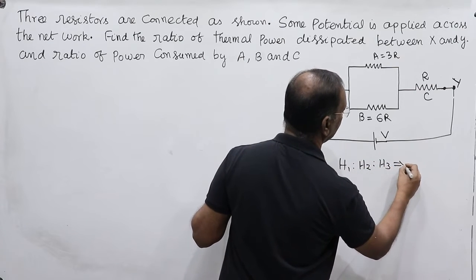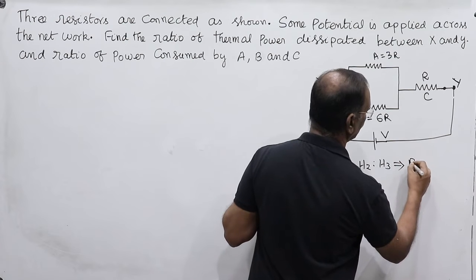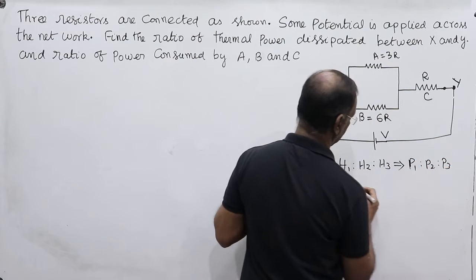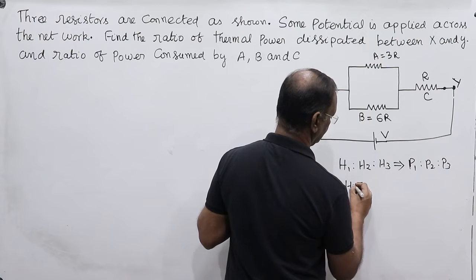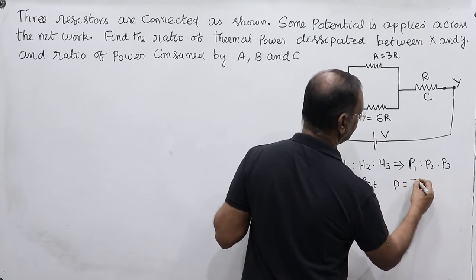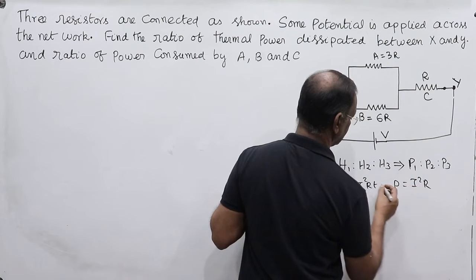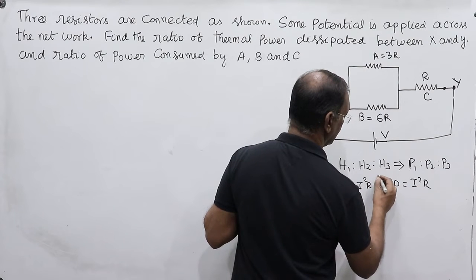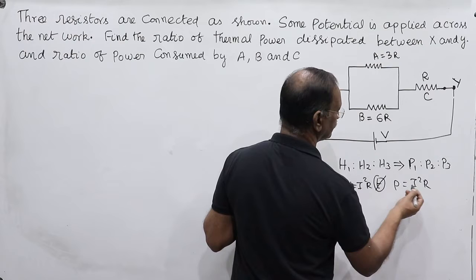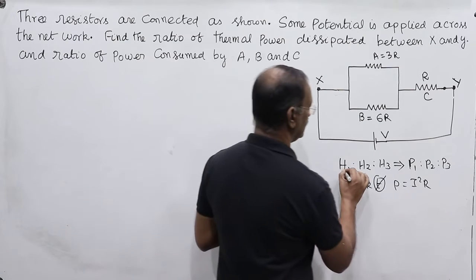H1 : H2 : H3 can also be written as P1 : P2 : P3, since H is equal to I square RT, and P is equal to I square R. Since time is common for all the three, when removing it, this will become P. So this condition holds good.